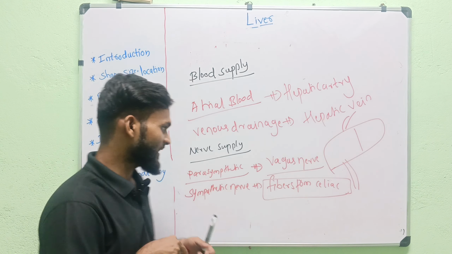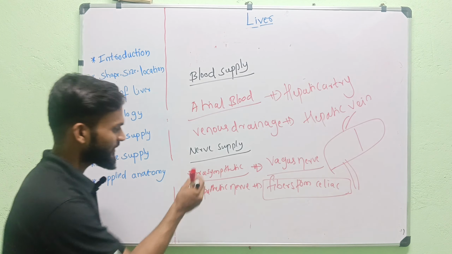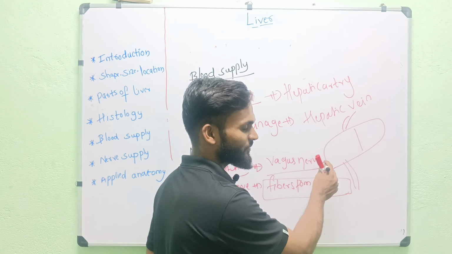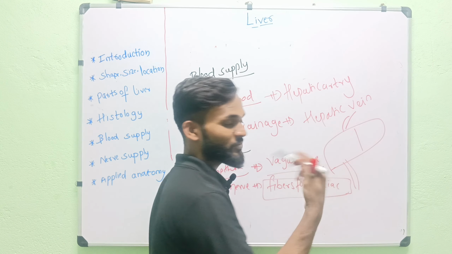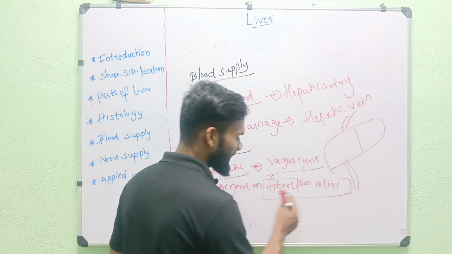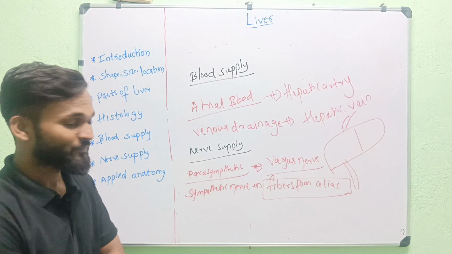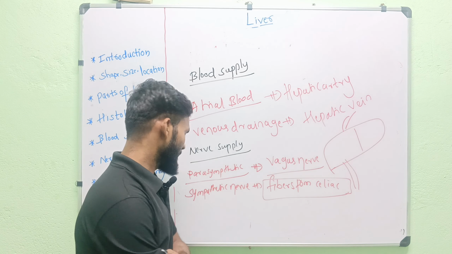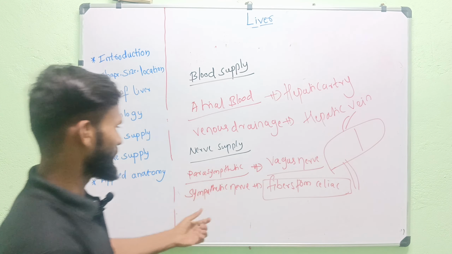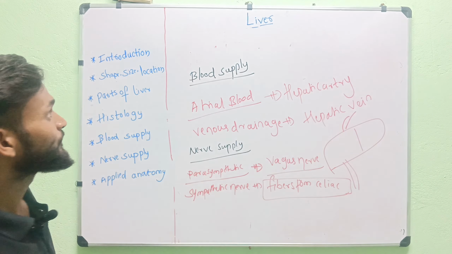It is all about the nerve supply. The parasympathetic nerve supply, done by the vagus nerve, is going to speed up your secretion of bile in order to speed up your digestion. And the sympathetic fibers which originate from the celiac are going to slow down your digestion, and also slow down the secretion of your bile juice. It is all about the nerve supply to your liver.